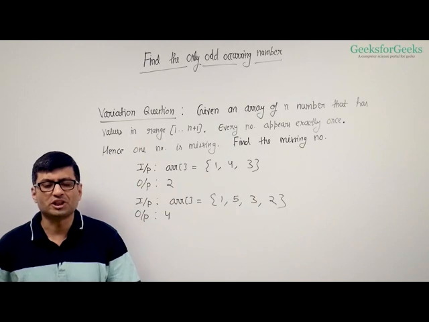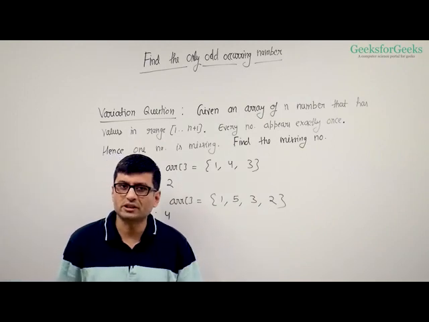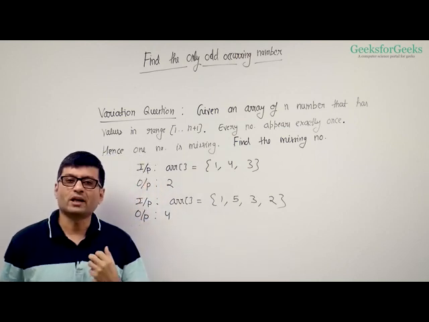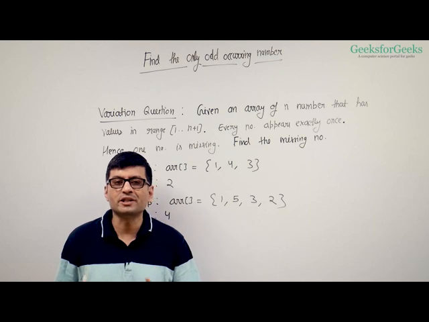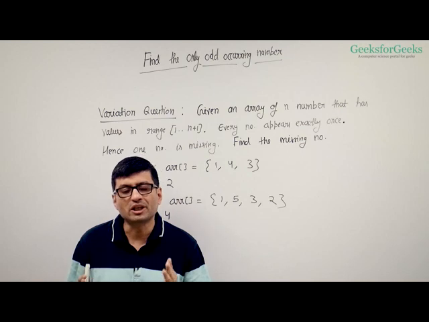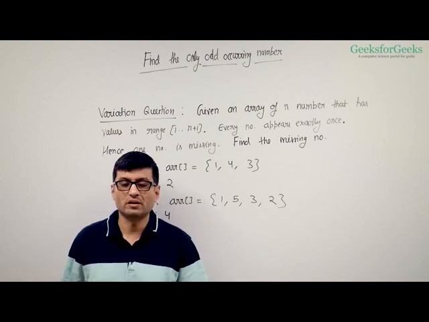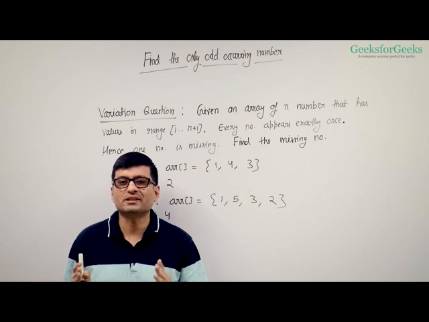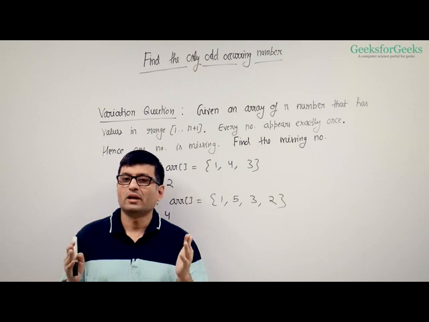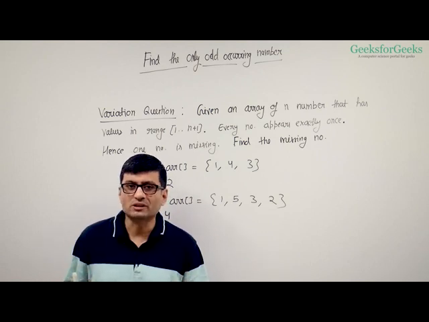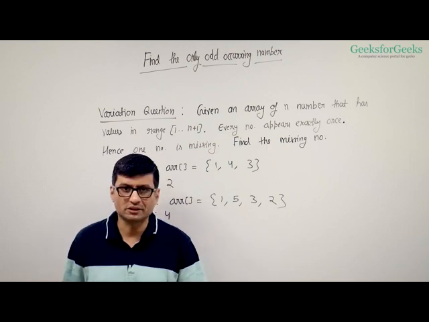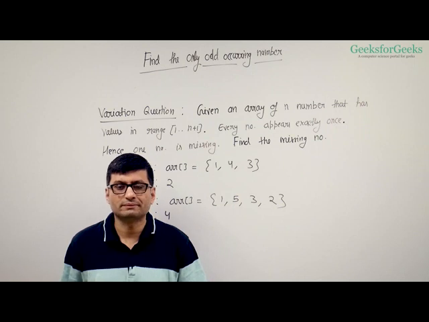Here is a variation question for the same question that we just discussed. Take a look at this question. We are given an array which has values in range from 1 to n plus 1. So if array size is 4, then you have elements in range from 1 to 5, and every element appears exactly once. So one element from the range is definitely missing. We need to find that missing number.